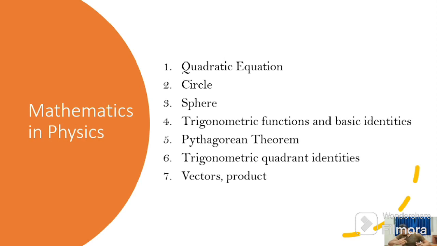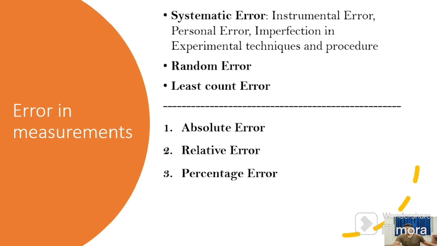So in the previous lecture we have studied all these topics. We did some questions and the general equation of the quadratic equations and the locus of circle, sphere, trigonometric functions and its basic identities, Pythagoras theorem, trigonometric quadrant identities, and vector product and scalar product. We have discussed all these things, and in a hurry I discussed these errors.